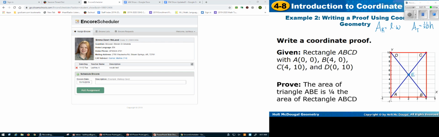Everybody with me on our formulas? If you don't remember those formulas, write them down. You need to go back and study those from chapter 1. So now what we're going to do is just use our coordinate graph to figure out those distances. That's the coordinate proof, putting it on a coordinate plane.